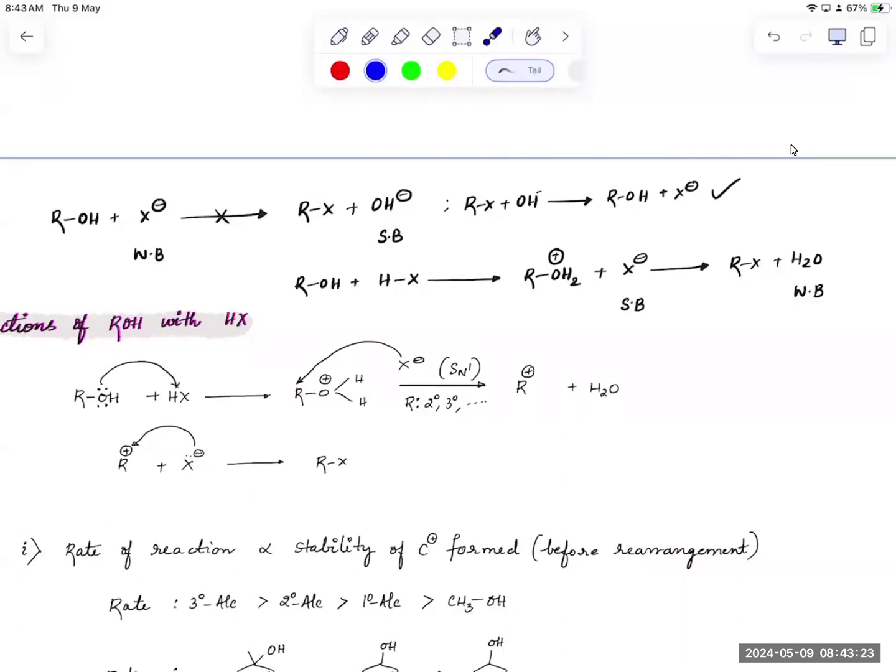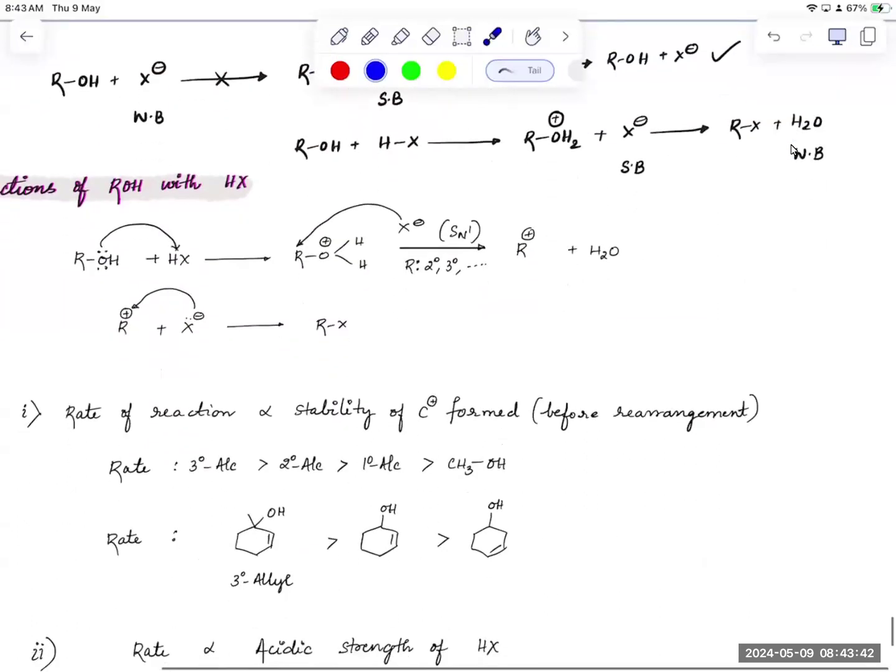Weaker base than the attacking group. Then only the reaction will be favorable. So to make the alkyl halide preparation, we need to first convert them into protonated form. So OH needs to be converted into OH2 form so that X minus can attack more easily. This is what we call protonation. First protonation is done, then X minus will attack.